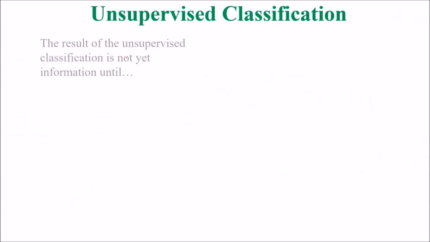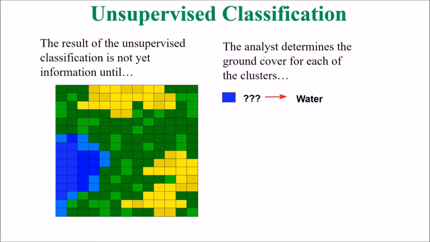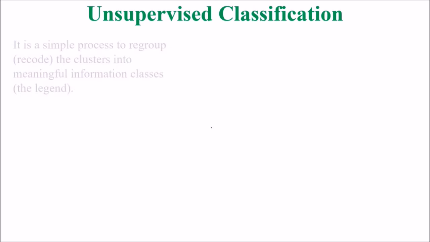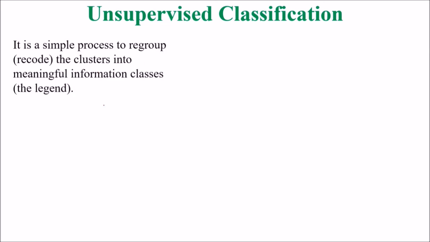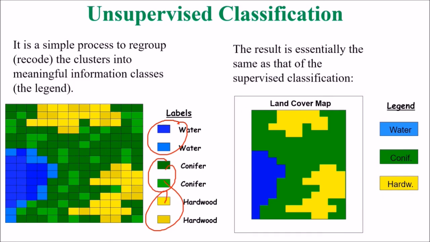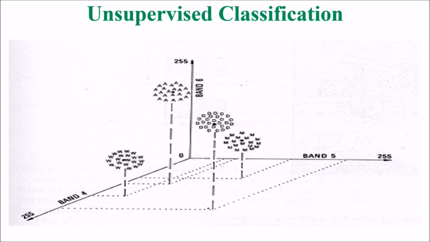The result of the unsupervised classification is not yet information until the analyst determines the ground truth for each of the clusters, because blue can be water, or blue can be any other thing. You cannot say which light green or dark green is the conifer. For that you need the reality check. It is a simple process to recode the clusters into meaningful information classes. You can just combine them if you are aware. You can combine these two, these two, and these two. So the result is essentially the same as the supervised classification, but with more statistical information taken out of the image. This is the n-dimensional representation of the clusters, you can say.